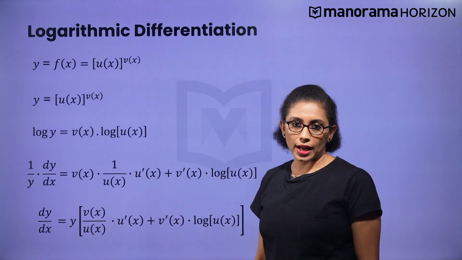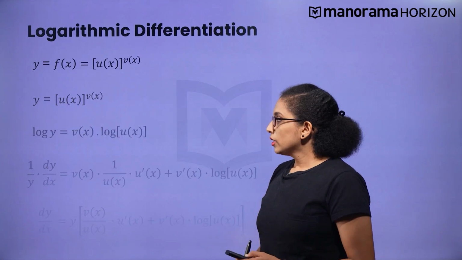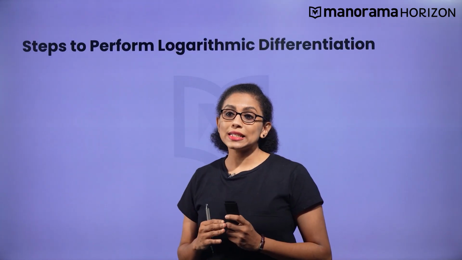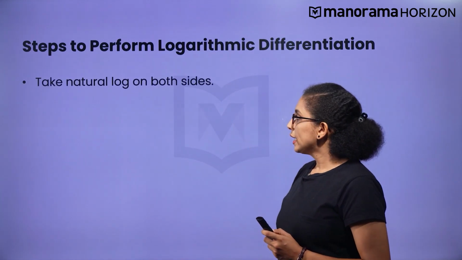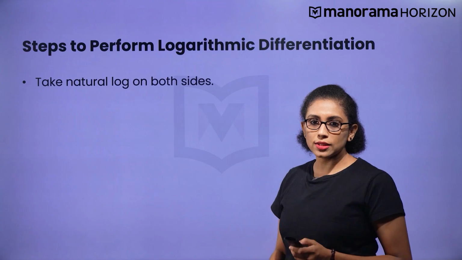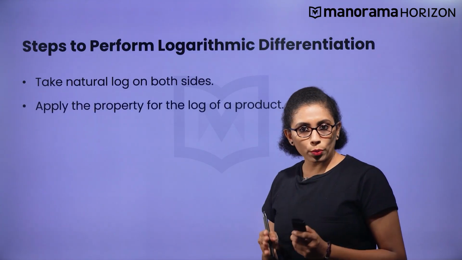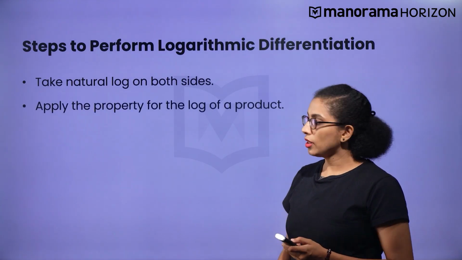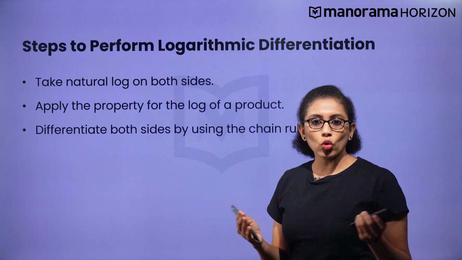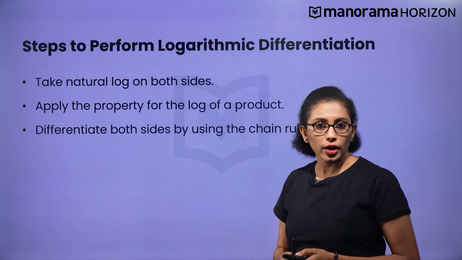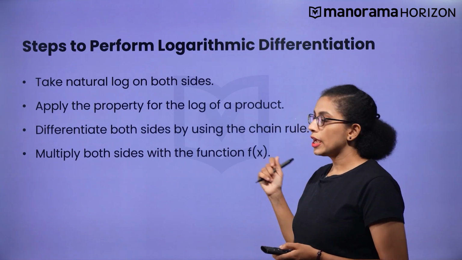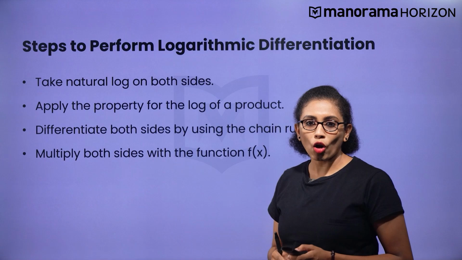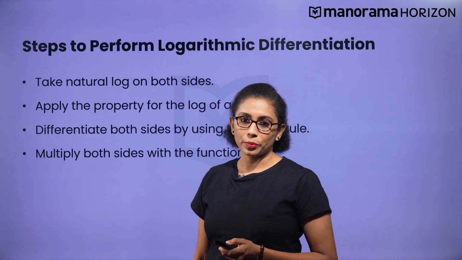And here are the general steps to perform the logarithmic differentiation. First one, take a natural logarithm on both sides. Second, apply the property for the log of a product. Third, differentiating both sides by using the chain rule. And the last step, multiply both sides with the function f of x. And let's see how this works in an example.